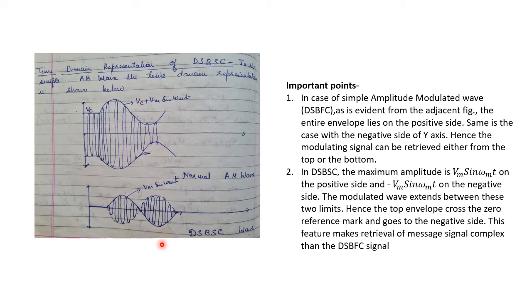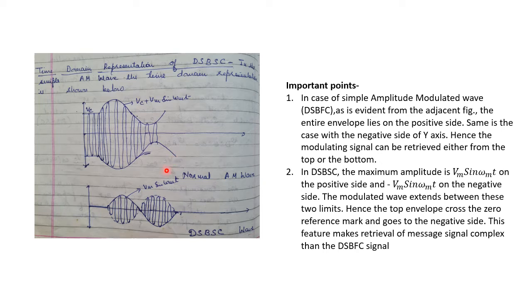But comparing these two figures, in the case of the upper portion, if we have to receive the original signal from the modulated signal, then we can simply remove the negative portion and the complete message signal can be retrieved from the positive side of the y-axis. And if we want to take the negative side, then we can simply remove the positive portion and retrieve the complete envelope from the negative y-axis.